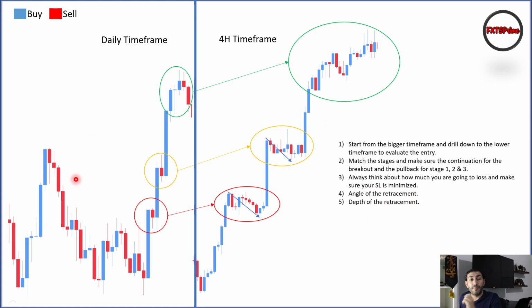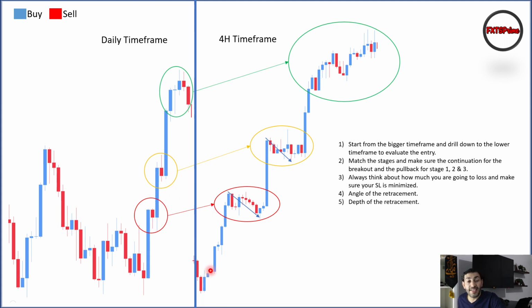So this is what we mean by the bigger time frame and the lower time frame, and this is how you need to drill down from the bigger time frame to the lower time frame to select your best entry, to match the stages, to see the depth of retracement, whether it's below 50% or above 50%, and to know the market stages. The market always will move in 3 stages, so it will give you swing, then pull back, then swing, then pull back, then swing. You need to identify where your price is and which stage we are in now.